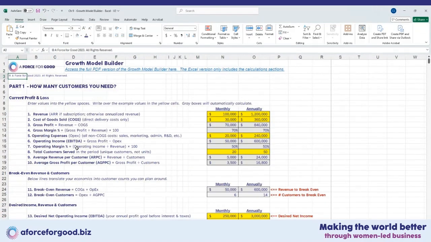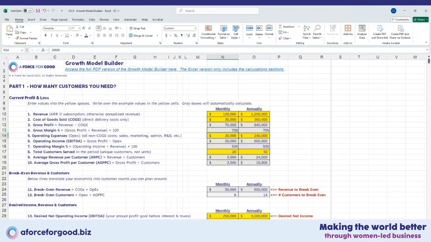The first part of the Growth Model Builder is how many customers do you need? I've filled in some numbers here so that we can look at numbers, but anything that's in yellow, I encourage you to write over. You're going to receive the template with numbers in it. The first section, how many customers you need: put in your current profit and loss monthly and annually, and desired income. Put all this data in, it's going to start to spit out answers for us. Put in your monthly and annual revenue. Put in your cost of goods sold monthly and annually. And it will show you what your gross profit is and your gross profit margin.